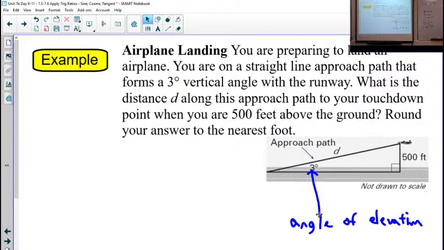What does the angle looking down mean? Oh, the angle looking down was called angle of depression. I think there's a problem later on in your notes that will say that as well, and I'll point it out again when we get there.